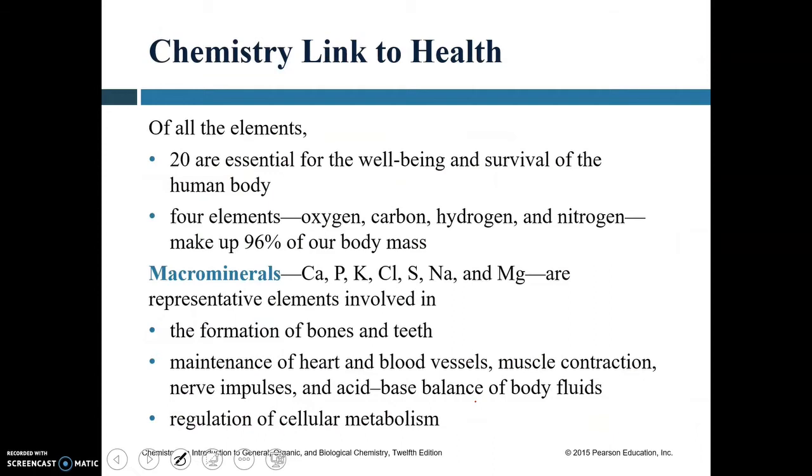So of all the elements, about 20 are essential for survival of humans. Oxygen, carbon, hydrogen, and nitrogen, just 4 elements, make up almost entirely the human body, 96% of our body mass. There are some macrominerals: calcium and phosphorus found in bones, potassium and chloride found in extracellular fluid, as well as sodium and magnesium, and sulfur that's found in proteins.